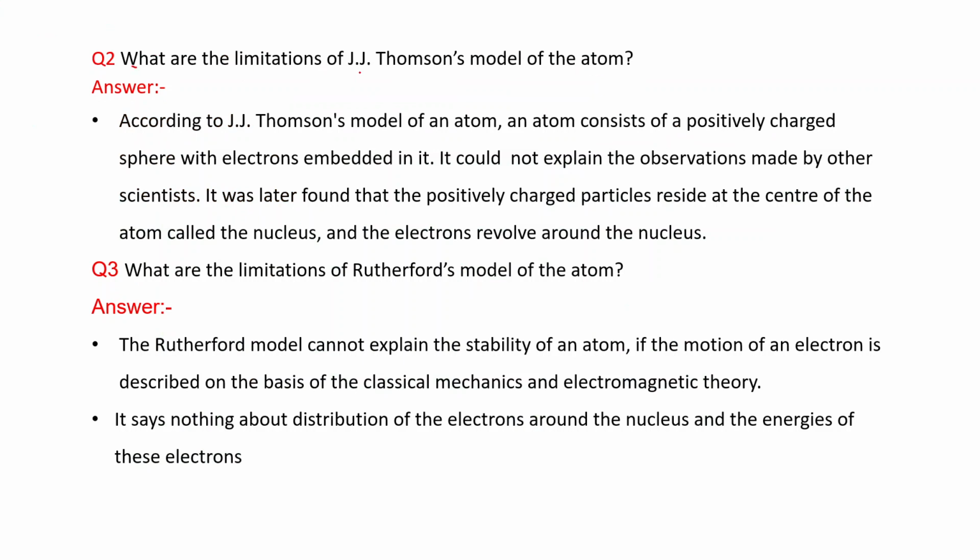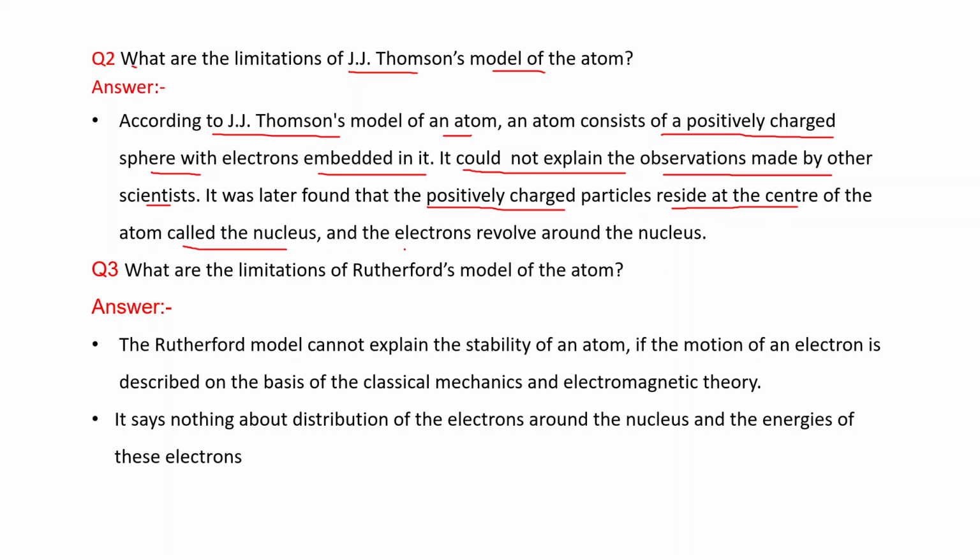What are the limitations of J.J. Thomson's model of the atom? According to J.J. Thomson's model, an atom consists of a positively charged sphere with electrons embedded in it. Clear? But it could not explain the observations made by other scientists. And it was later found that the positively charged particles reside at the center of the atom, called the nucleus, and the electrons revolve around the nucleus.